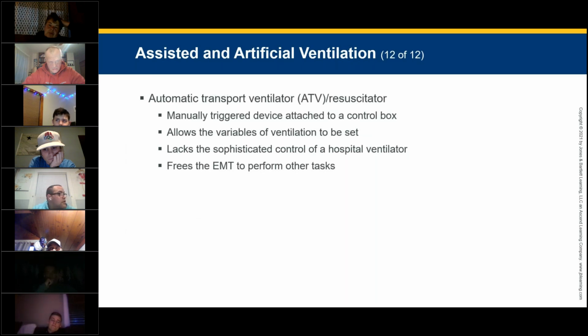Automatic transport ventilators or resuscitators. It's a ventilation device attached to a control box that allows the variables of ventilation to be set. This would free the provider to perform tasks such as maintaining the mask and CO2 or ensuring continued airway patency. Constant reassessment of the patient is necessary with these. This is not something that many services around this area carry.